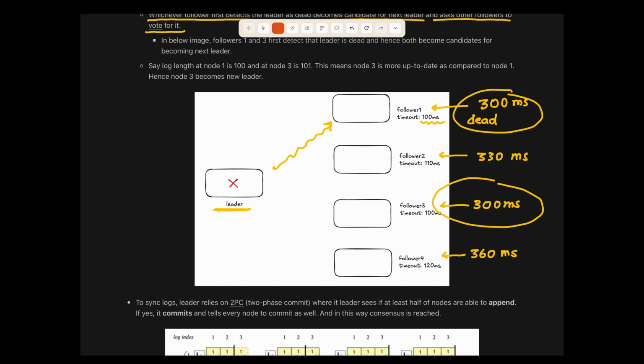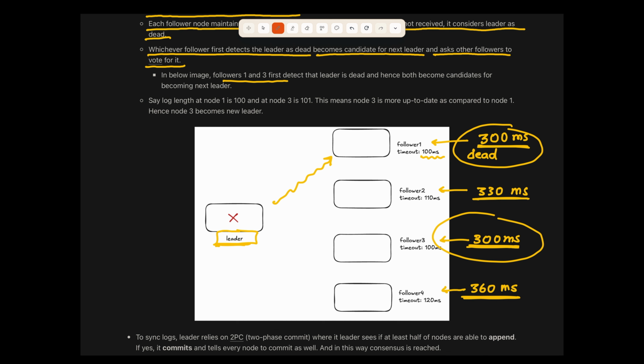In this image, follower 1 and follower 3 will first detect that the leader is dead. Because the leader is actually down, it won't be able to send the heartbeat. So after 300 milliseconds, follower 1 says that the leader is dead according to it. Follower 3 will also say that the leader is dead. After 30 more milliseconds, follower 2 will declare the leader is dead. And after 60 more milliseconds, follower 4 will declare the leader is dead. So follower 1 and follower 3 first detect that the leader is dead, and hence both become candidates for becoming the next leader. So we have candidate 1 and candidate 2. And they will ask the other followers to vote for them so that they can become the leader.